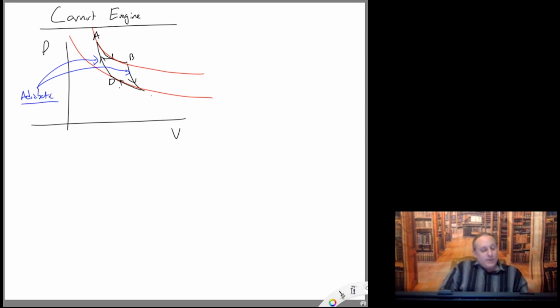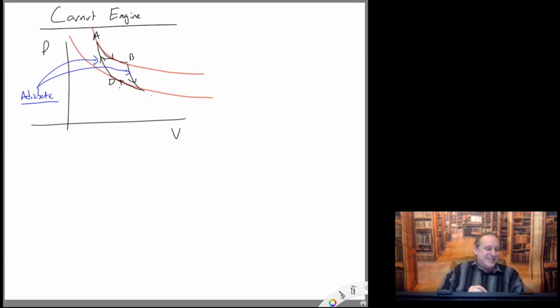So why is it reversible? Adiabatic has no heat flow, right? The only thing that would make it irreversible is if there's heat flow from hot to cold. Well, on the two adiabatic segments, there's no heat flow at all, and the other two are isothermal. So that's heat flowing not from hot to cold, but from hot to hot and then from cold to cold. So this is a perfectly reversible engine.